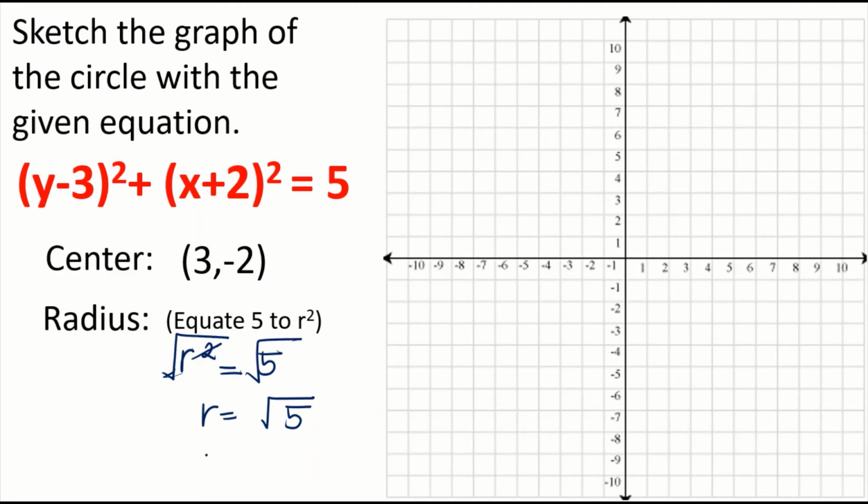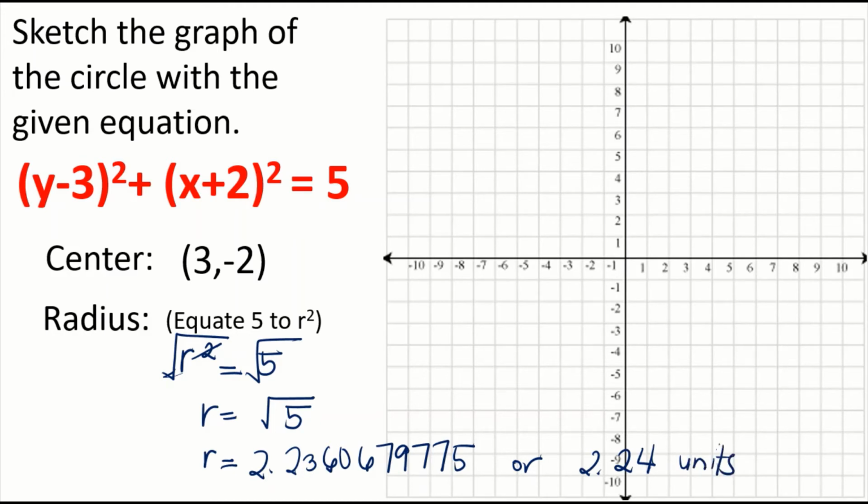And to get the value of square root of 5, you may use your scientific calculator. And the value is, so square root of 5 is equal to 2.23606797775 or 2.24 units. Okay? Okay, to sketch the graph of the given equation, again, plot the point 3, negative 2.